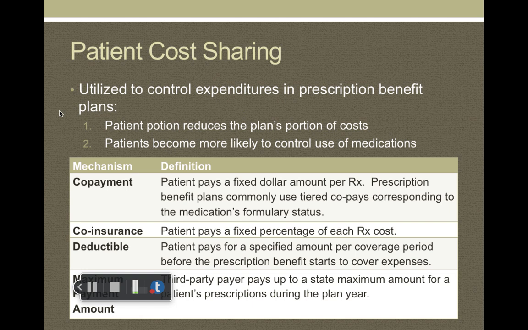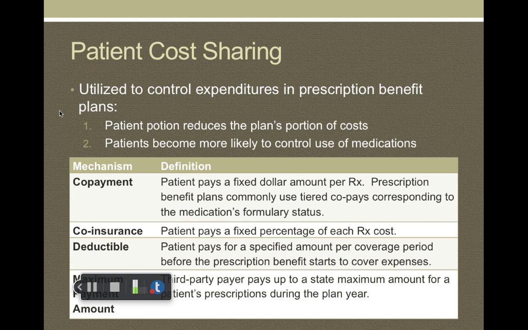So the first term is a copayment. That's one that you're probably most familiar with. So a patient's going to pay a fixed dollar amount per prescription, and that again is generally going to be based off of the tier that drug falls on a medication's formulary status or a plan's formulary.